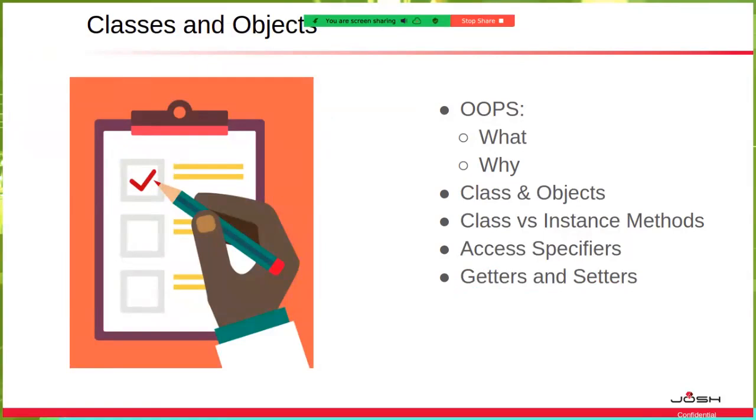This is the agenda for today's session. First we will discuss what OOPS is, and why we need OOPS in the programming paradigms. Then we will discuss how classes and objects are used in Ruby. Then what class and instance methods are and how they differ from each other. Then the access specifiers predominantly used in Ruby, and then getters and setters. So let's dive into the first topic.